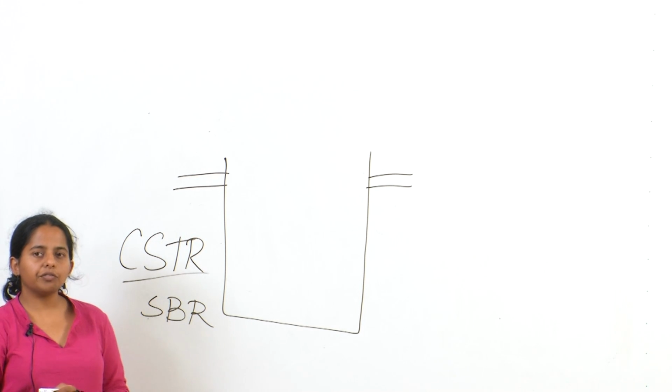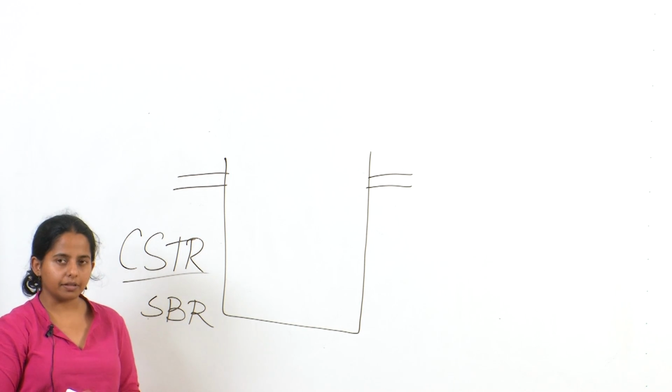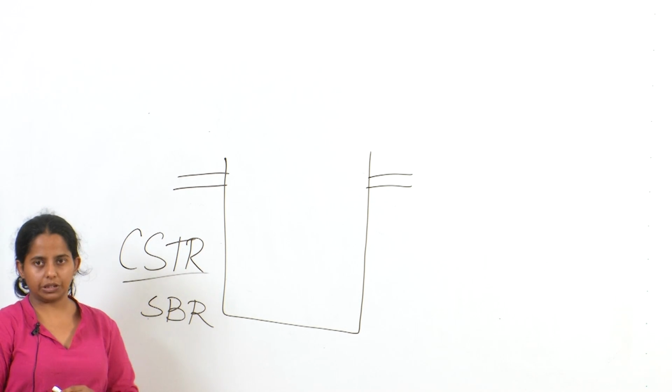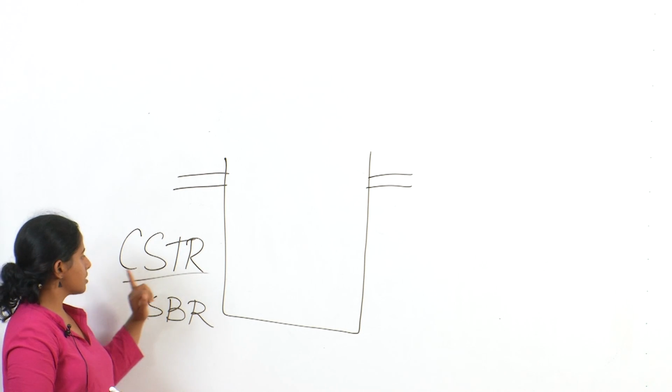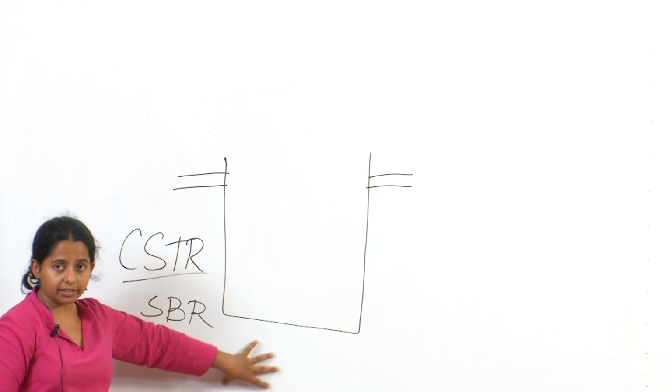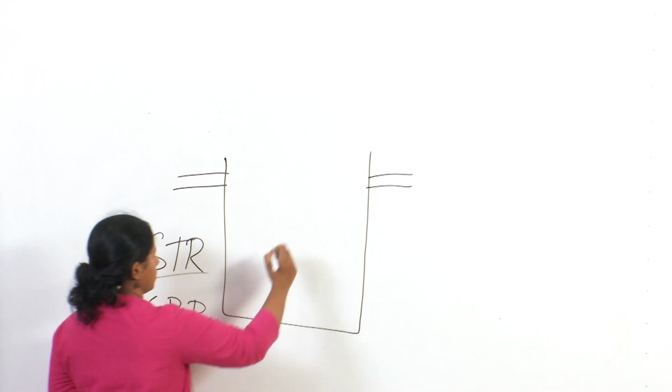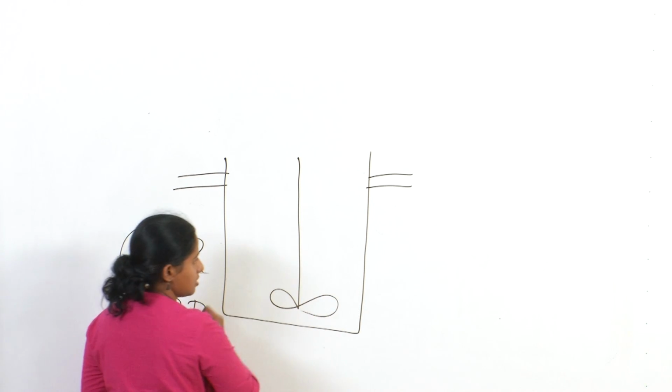Okay, now let us look at what a CSTR is, what an SBR is. This is your second type of wastewater treatment plant. CSTR, the definition is continuously stirred tank reactor. So it is a tank, it is a reactor, and it is continuously stirred. So there is a stirrer that continuously stirs it.